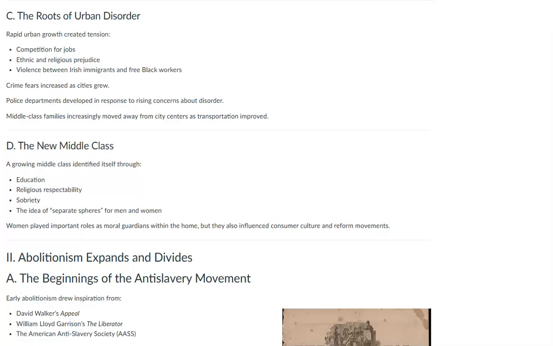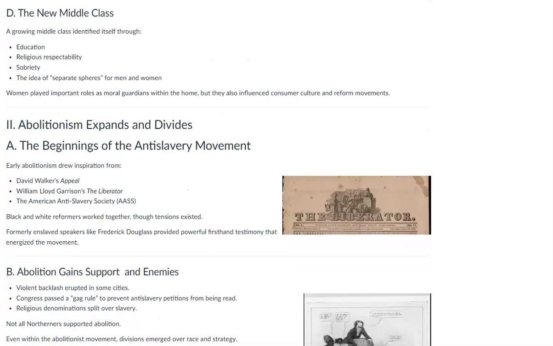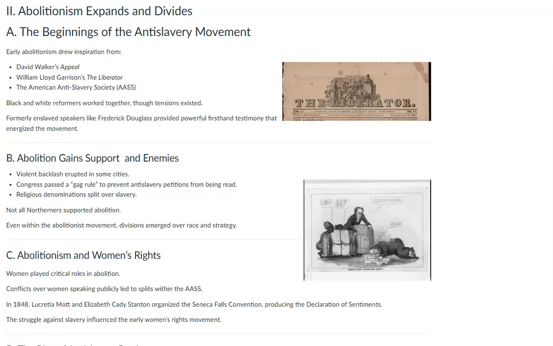Let's look at abolitionism and how it expands and divides. So at the same time that the economy was transforming, reform movements were also expanding. And one of the most controversial was abolitionism, right? The ending of slavery. Early voices like David Walker demanded immediate emancipation, and rejected gradual compromise.